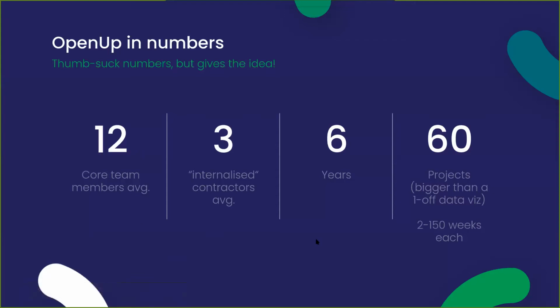Over the last 6 years, we've had on average 12 core team members, going between 8 and 20, and then 3 internalized contractors. People who aren't full-time employees, but they're really gelled into the company. Over that time, we've worked on about 60 projects that are bigger than just a quick data visualization. That might be one person working for about 50% of their time for 2 weeks on the project, to 3 people working for about 70% for 3 years. So there's a massive range of sizes and scales of project.